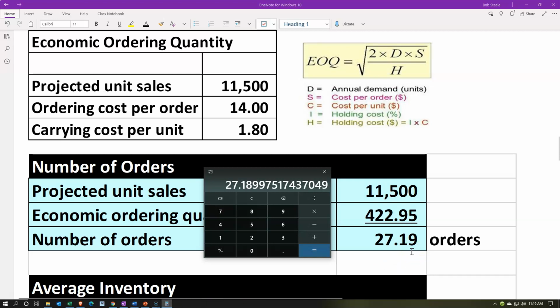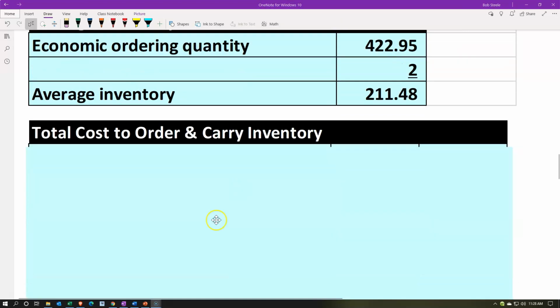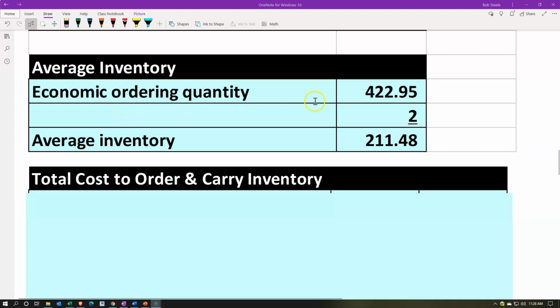So you can map this onto your sales projections and balance this out in terms of, will that provide you the units you need in order to make the sales, right? So in other words, we're going to order about 27 times, and I'm going to order about 422.95 units. Obviously, again, we're not going to order 95 parts of a unit. But you get the idea. We got to round. There's always rounding. And then we have the average inventory, the economic ordering quantity of the 422.95 divided by 2, or the 211.48.